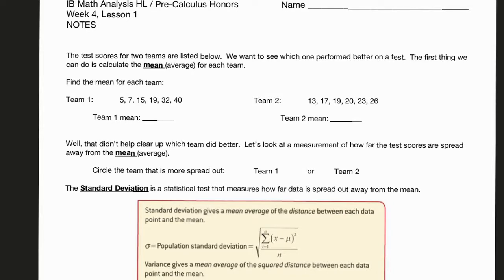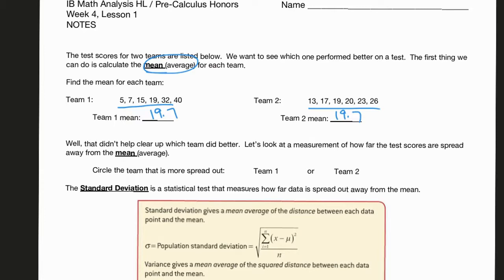Week 4, Lesson 1. All right, so if you're reading along on your notes or you're looking at the screen, you'll see that I've given you two different teams' scores. We're going to try and compare these two teams. The first thing you should do is compute the average or the mean, which means add up those numbers and divide by 6. If you break out your calculator and do that, you'll figure out that this mean is 19.7, but this one is also 19.7, which doesn't tell you very much.